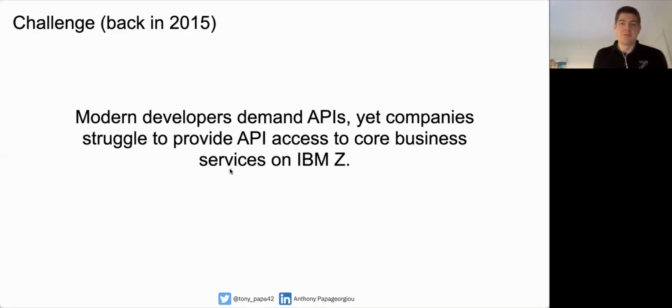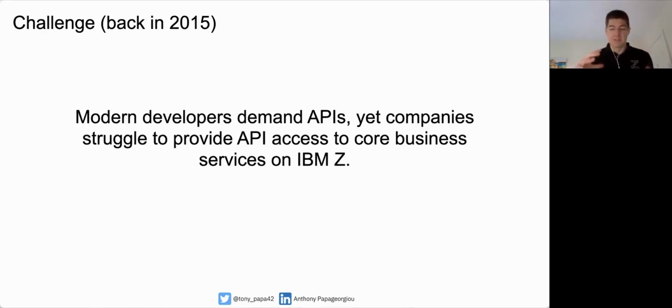So first off, let's roll back to 2015. This was the challenge that we had in front of us. So APIs were something that was just emerging. Everyone was sort of, okay, we were on SOA, we were on SOAP, and these RESTful API things were coming along, and there was like Swagger and RAML, and it was all very exciting. And what we were finding is that modern front-end developers were saying, I want API access to all of the services that I'm building my customer experiences out of. But companies were struggling to provide that API access when the core services that they wanted to call into were on IBM Z. So we thought we'd better do something about that.